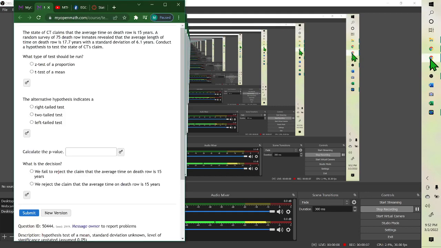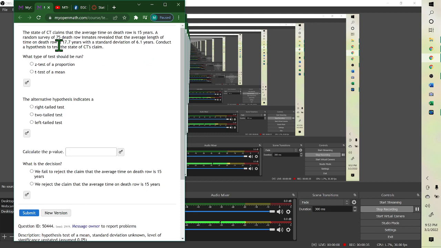All right, so for this one, let's go through it. The state CT claims that the average time on death row is 15 years. A random survey of 75 death row inmates revealed that the average length of time on death row is 17.7 years, with a standard deviation of 6.1. Conduct a hypothesis test.